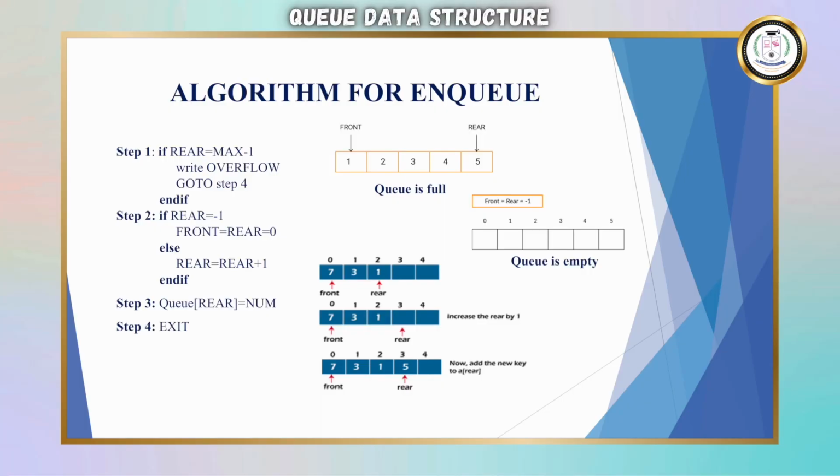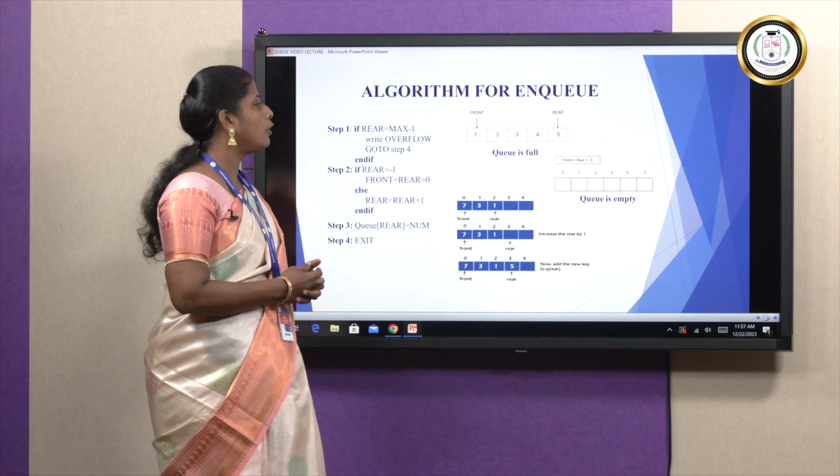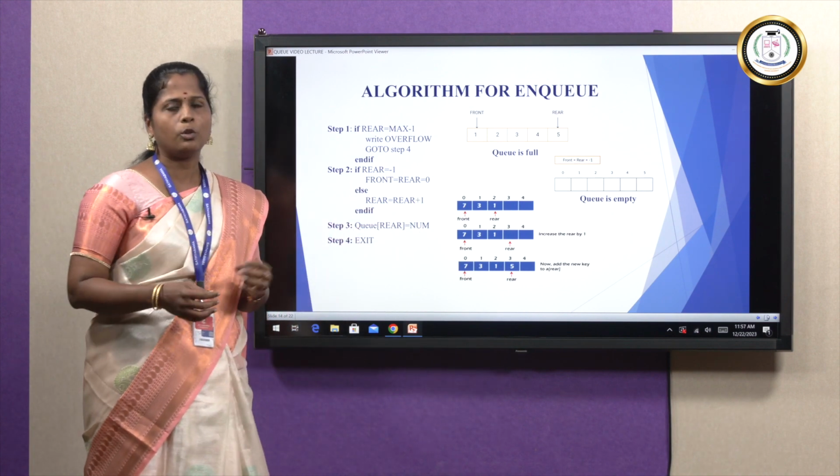So this is the algorithm. Here we can see all 3 cases: how our queue looks when it is full, how it looks when it is empty, and how it looks when it has some values.